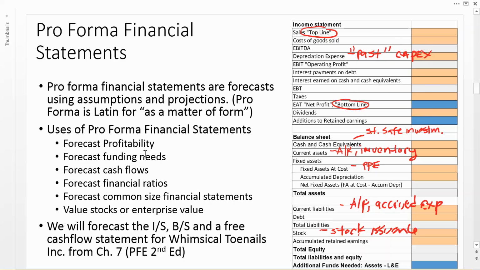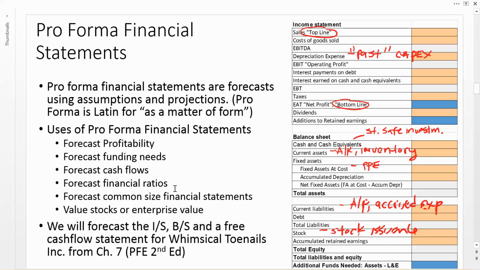Let me talk about the uses of pro forma financial statements. You might do this just to forecast the profitability of your firm. You might do this to forecast your funding needs for your firm. Am I going to need more cash to finance the growth? Am I going to need more cash to build a new building? We forecast free cash flows. So how much cash is the firm going to generate? Are we going to need to invest it? Are we going to need to borrow more?